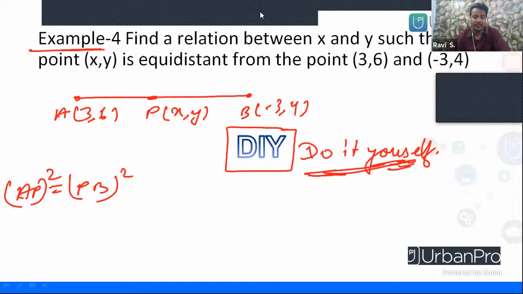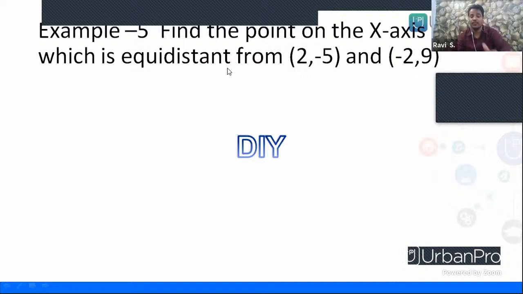So what is the next question, guys? See, find the point on the x-axis which is equidistant from (2, -5) and (-2, 9). It's a very easy one. Let me show you how it can be done. I will just give you some hint and then you will have to solve it at your home.